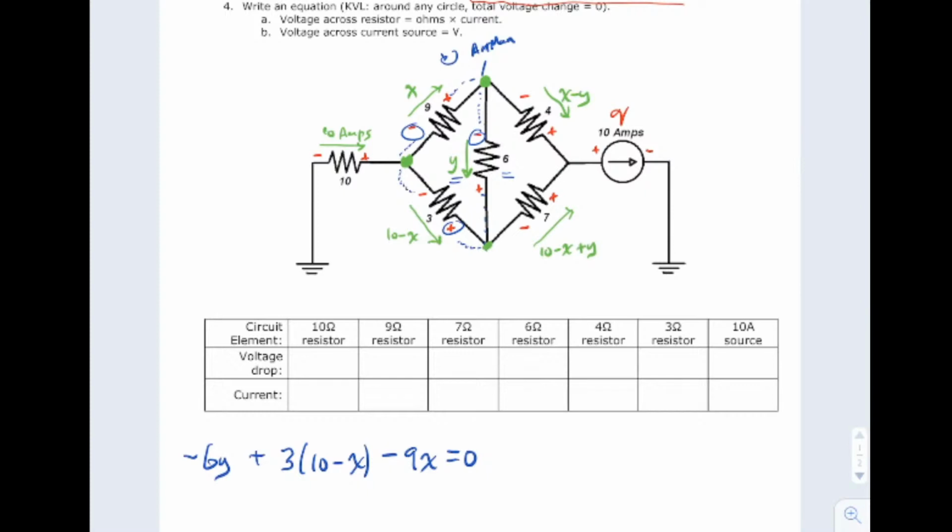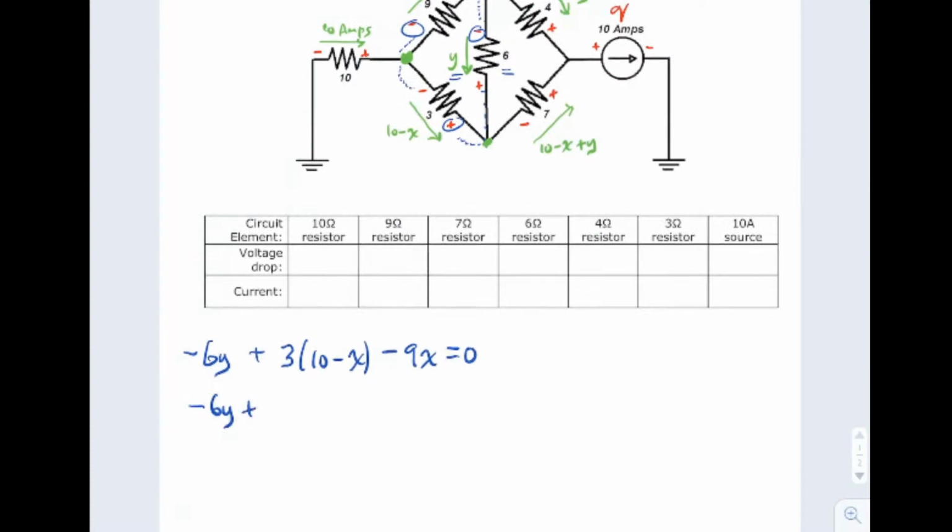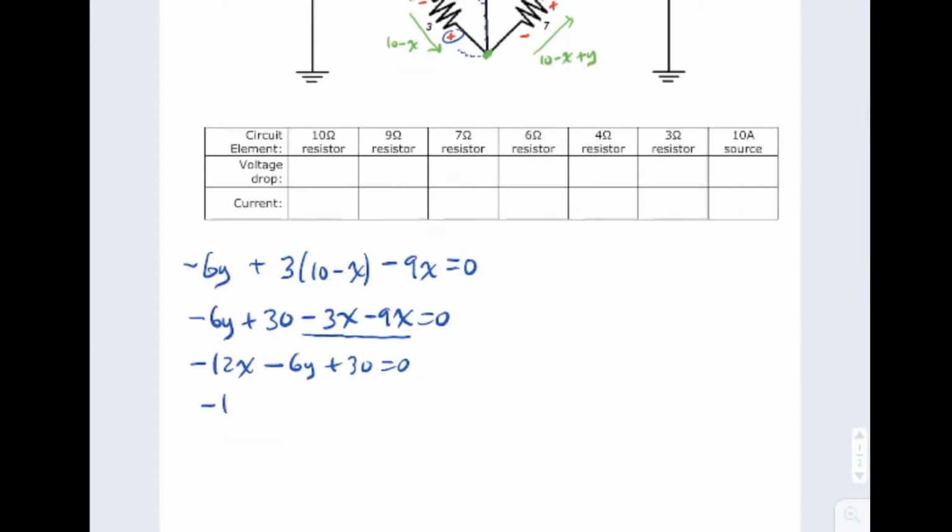Well, it wasn't such a bad loop. Certainly felt like it was going to be worse. Let's distribute, get rid of these parentheses. 3 times 10 is 30, minus 3x, minus 9x, equals 0. I like to do my x's first. So notice the minus 3x and the minus 9x make a minus 12x. Then I'd put the minus 6y. Then I've got my plus 30 equals 0. And actually, to be a really nice standard form, I'm going to subtract 30 on both sides. That is a line or an equation in standard form. That's my official equation 1. I got that by walking through the left loop here.